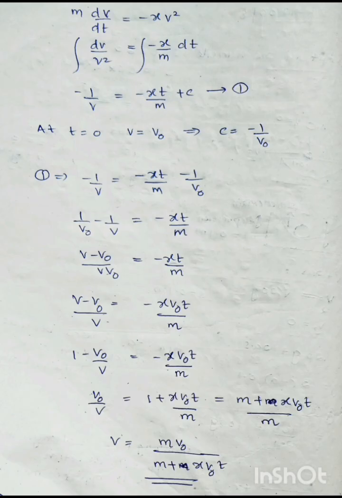When t is equal to 0 and v is equal to v0, we get c is equal to minus 1 by v0. That is, we get minus 1 by v is equal to minus gamma t by m minus 1 by v0. That is 1 by v0 minus 1 by v is equal to minus gamma t by m. That is (v minus v0) divided by v into v0 is equal to minus gamma t by m. That is (v minus v0) by v is equal to minus gamma v0 t by m. That is 1 minus v0 by v is equal to minus gamma v0 t by m. That is v0 by v is equal to 1 plus gamma v0 t by m, that is (m plus gamma v0 t) by m. That is v is equal to m v0 divided by (m plus gamma v0 t). So this is the answer.